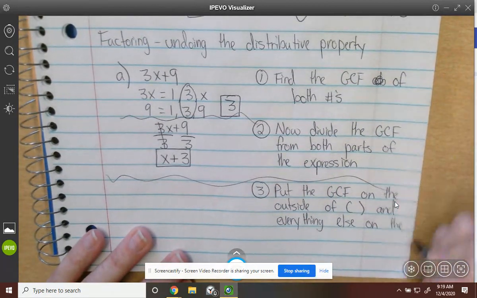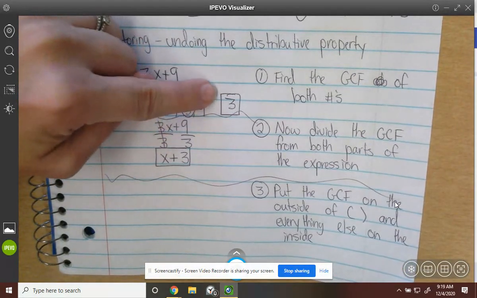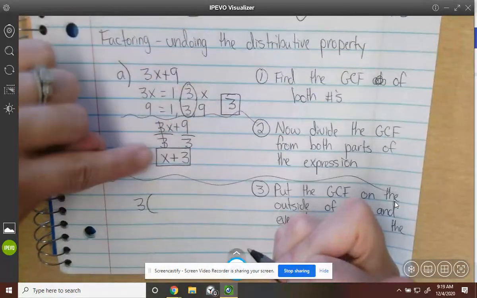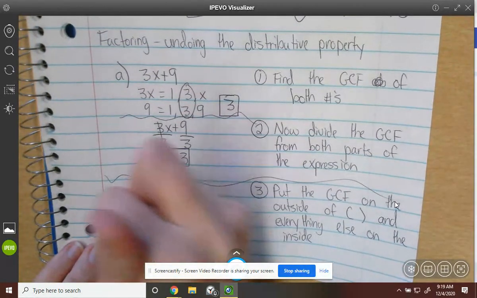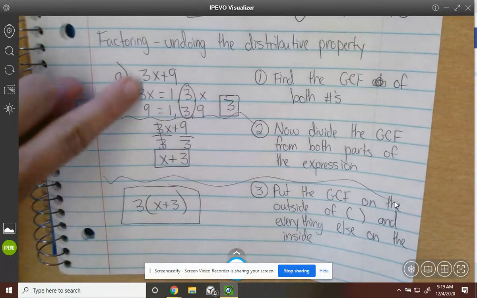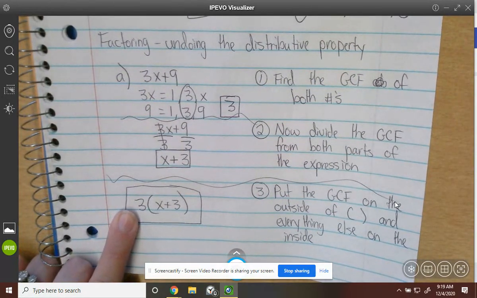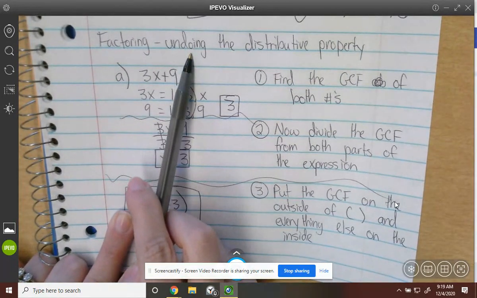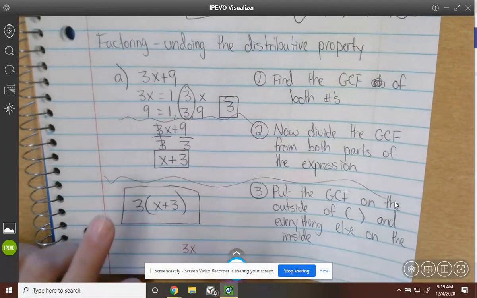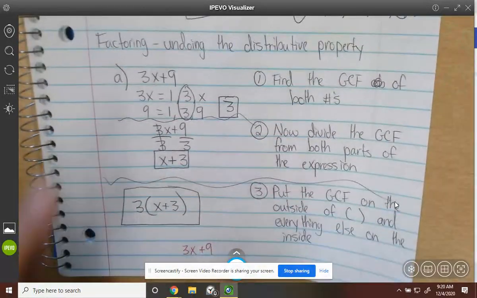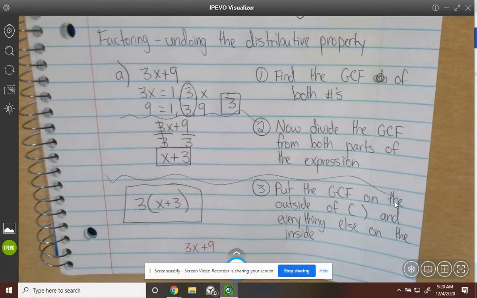on the inside. So your two answers that you've come up with right here, your GCF goes on the outside. This goes on the inside of your parentheses. And that is your official final answer. So whenever I tell you to factor this, that's the factored version of that. Okay? It's undoing the distributive property because if I go back in, take 3 times x, I get 3x. 3 times 3, I get plus 9. I get my problem again. So I'm literally undoing what we did yesterday to turn it back in to that.